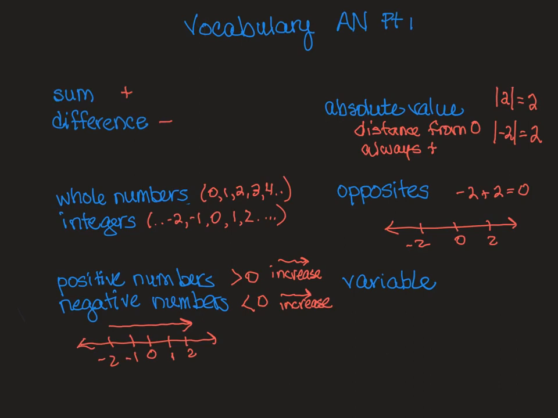And variable should be easy. This is a letter or a symbol that represents something we don't know. It's either an unknown, or something that can vary, which is where the word variable comes from. So either it's a placeholder for something I'm not sure of, or it's a letter in an equation that says this could be any number.